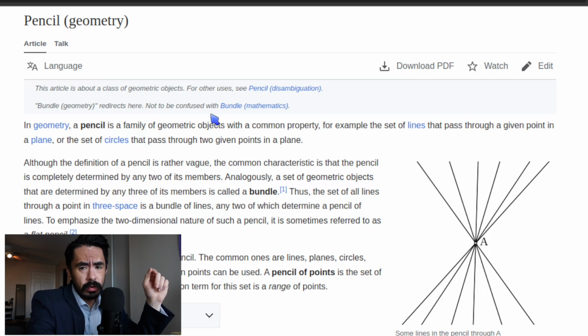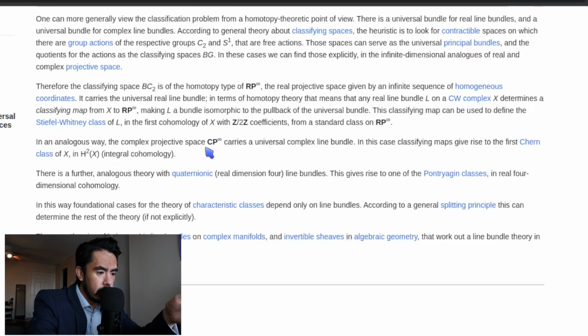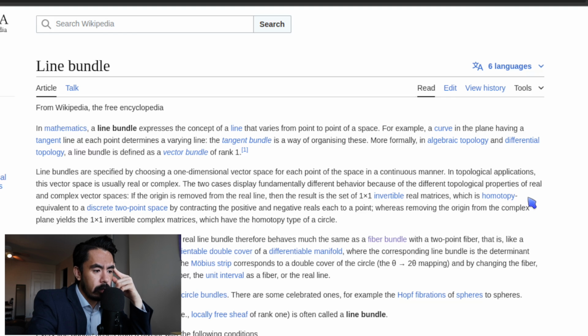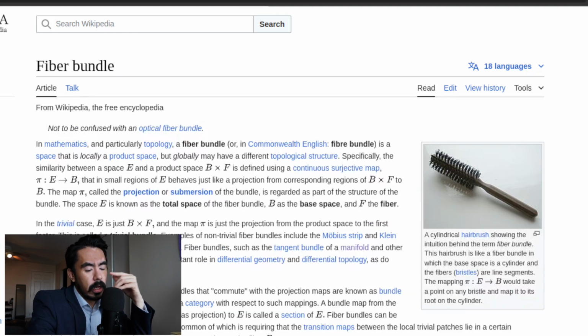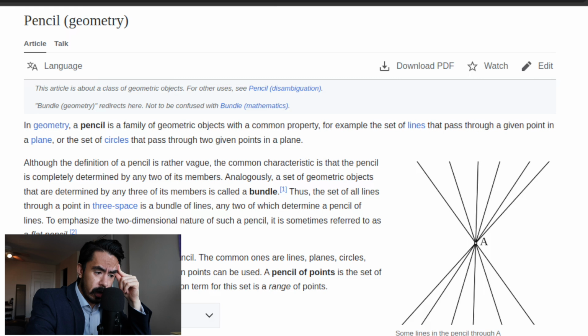And when you click through the mathematics bundle links here, you sure enough end up at the fiber bundle, line bundle, and yes, Eric Weinstein, we can scroll down and we can read the definition of a determinant line bundle very well, thank you. But I just wanted to start this off because I'm going to refer to a geometric pencil very briefly in the reading if I ever get to it. All of these concepts are very related, and I just wanted to point that out.